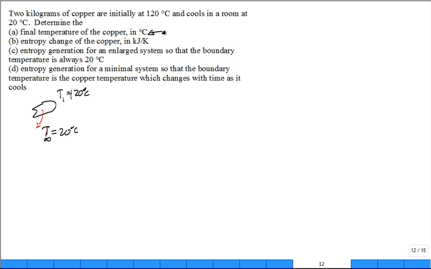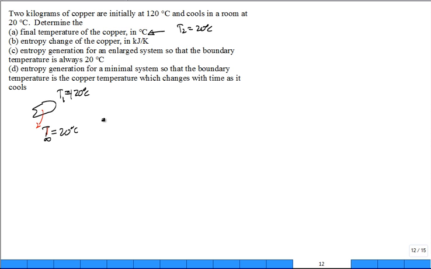If it's going to cool, it's going to finally get into thermal equilibrium, and when things are in thermal equilibrium, they have the same temperature. That's how you conclude that it gets to 20 degrees C. So T2, the final temperature, is 20 degrees C. The initial temperature, T1, is 120 degrees C.